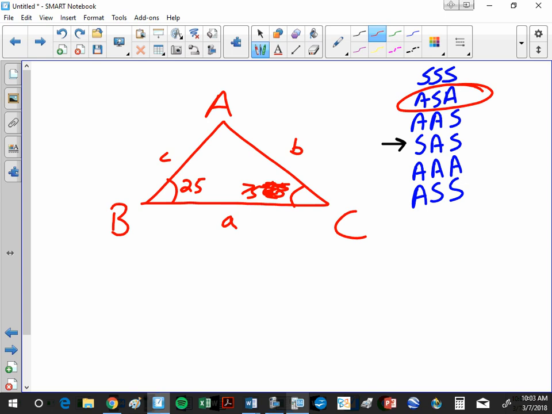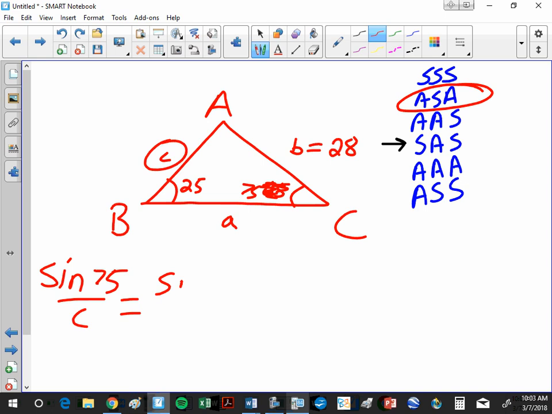You'd either have angle angle side going clockwise or angle angle side going counterclockwise. So let's call this 28. Okay. What side can I solve for? Little c. So if I want to know little c, I would say the sine of 75 over c is equal to sine of 25 over 28. Right, this answer has to be bigger than 28. Okay, a lot bigger.